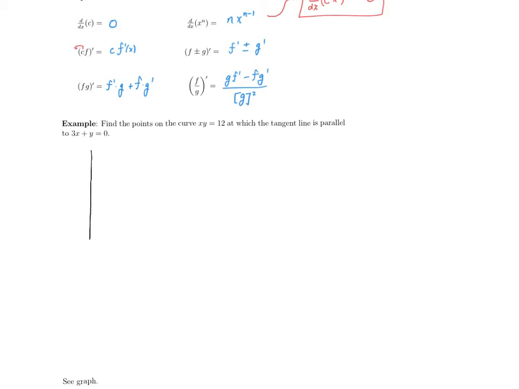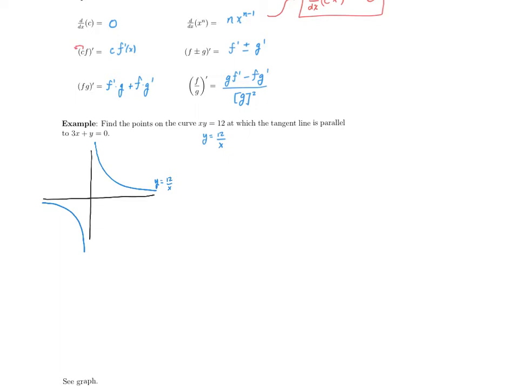So if we think about the curve xy equals 12, note that's y equals 12 over x. So what that should look like is the graph of the reciprocal function 1 over x. So roughly speaking, it's going to look something like this. So this is y equals 12 over x in blue. Now, what we are asked is to find the points on this curve where the tangent line is parallel to the line 3x plus y equals 0.